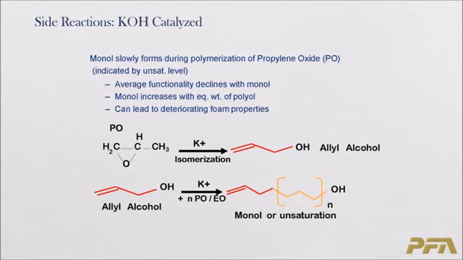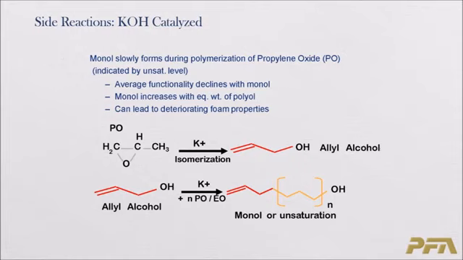So with the KOH, propylene oxide can isomerize to form allyl alcohol. Allyl alcohol contains a hydroxyl group, so it will react with more oxide to form a long chain monol, also called unsaturation. Well, if you're trying to make a triol and you have this monol in there, that monol is a chain stopper, so it doesn't allow you to build molecular weight. So you don't get this side reaction with the IMPACT double metal cyanide process. And this is illustrated here in this slide.